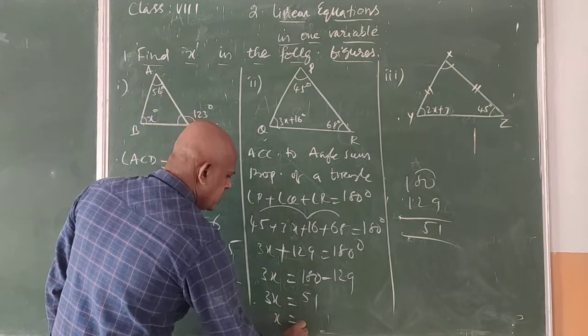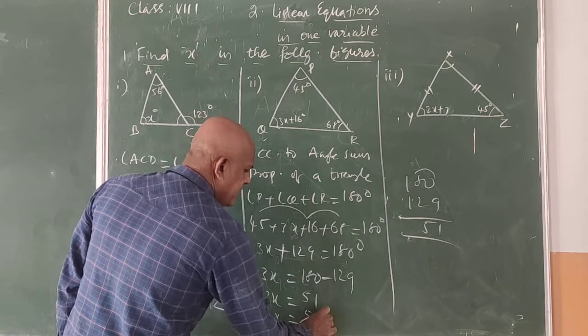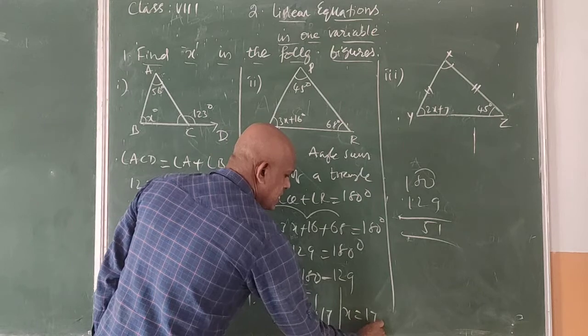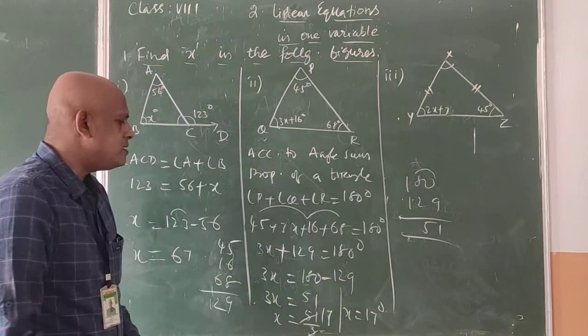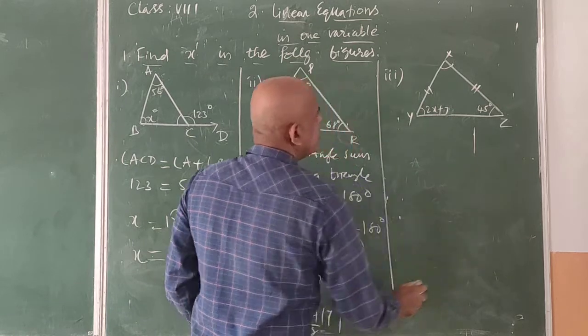So now x is equal to, 3 comes to the division part, 51 by 3. 3 ones are 3, 3 sevens are 21. So x is equal to 17 degrees. Now coming to the third problem.